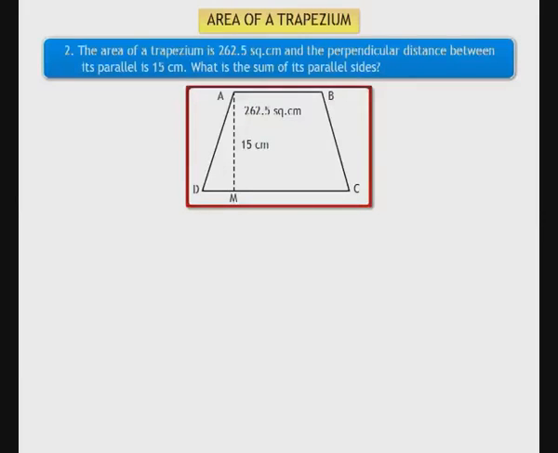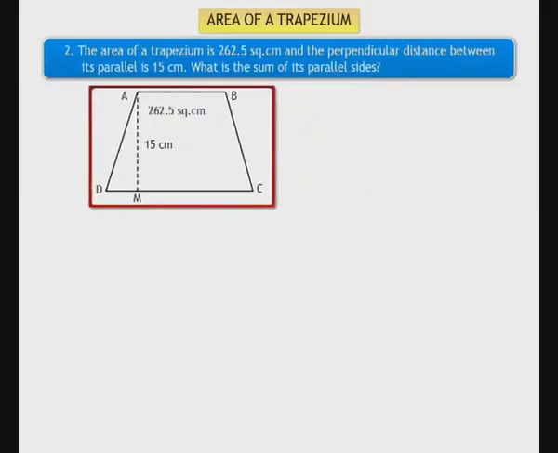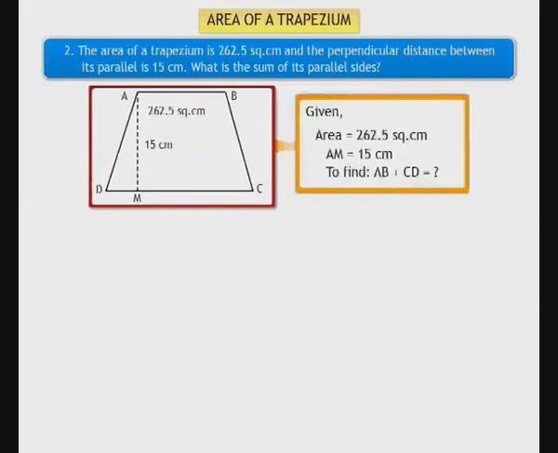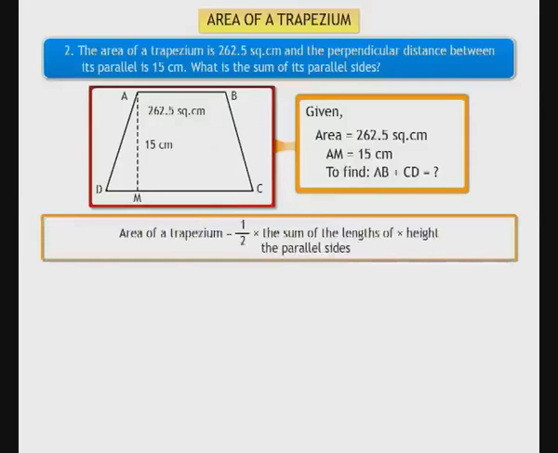Given area is 84.5 square centimeter. DM, that is the height, is equal to 6.5 centimeter. AB is equal to 15.2 centimeter. We have to find the length of CD. Let the measure of the other side be x.